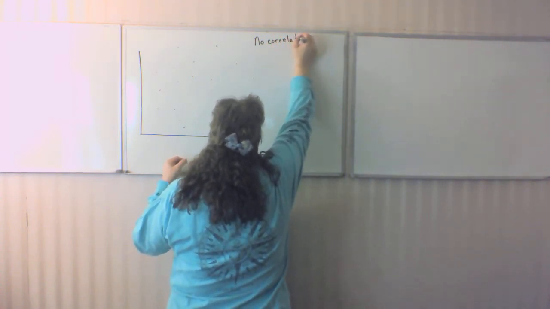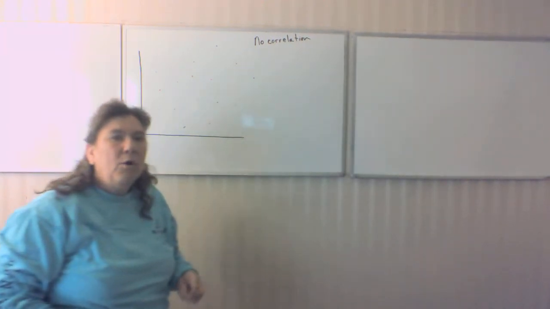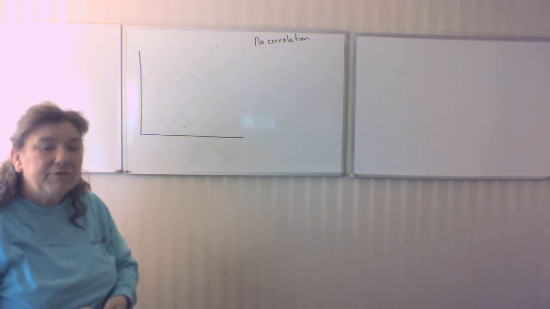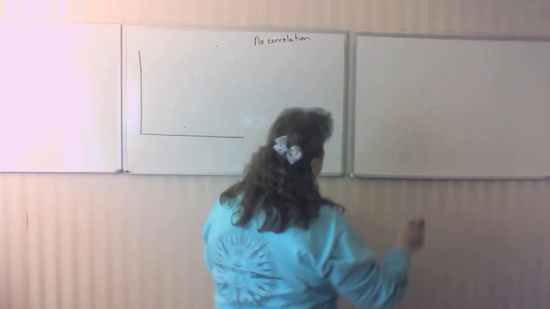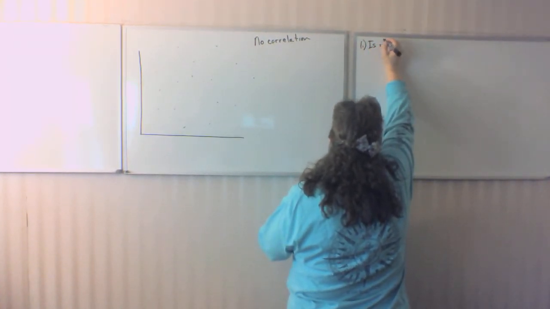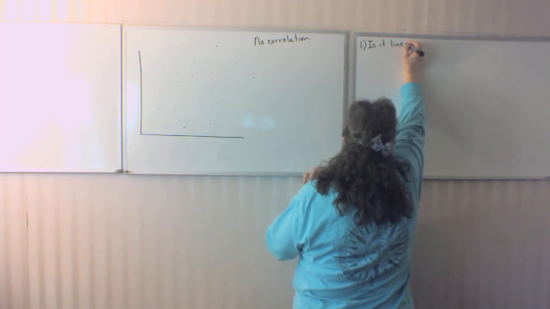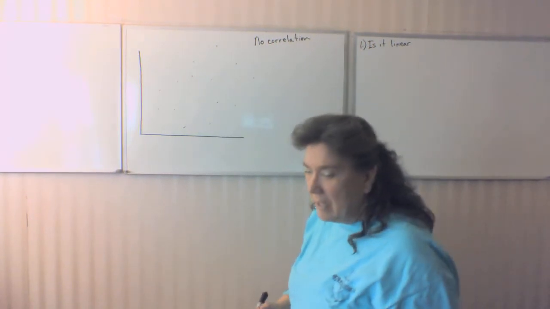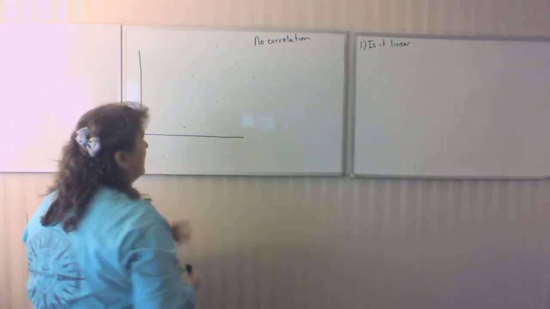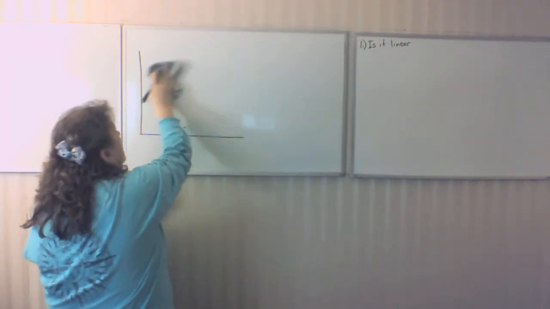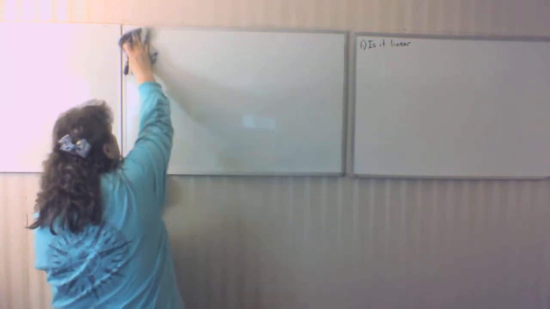Okay, so that's one way we can decide what a scatter plot is going to look like. There are various things that we have to know about a scatter plot. First of all, the first question to ask ourselves is, is it linear? In other words, does it form some kind of a line? As you see, this first scatter plot we did had no line at all. So what would look like a line in a scatter plot? We're going to do several examples here.